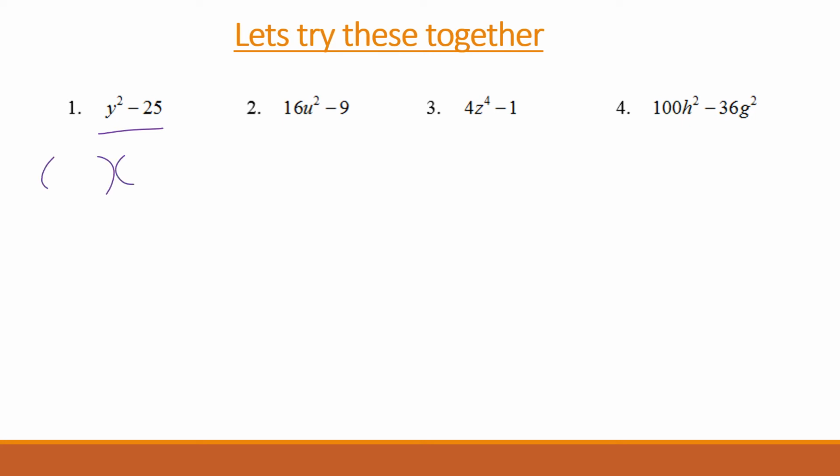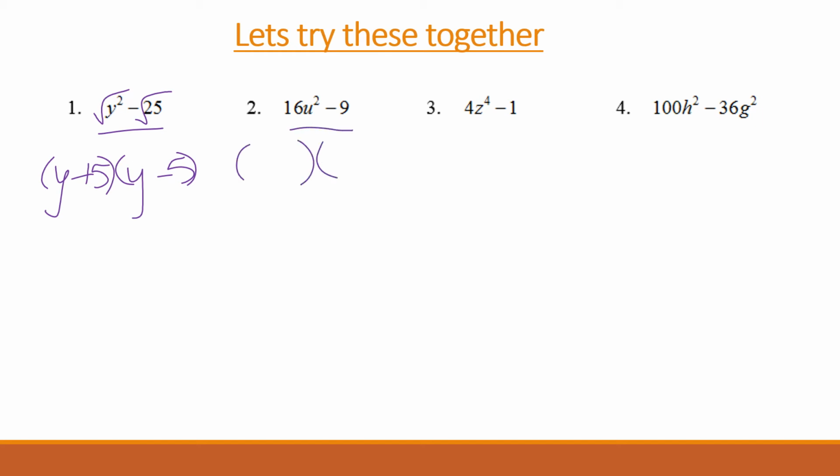So I'm going to set up my 2 parentheses. The square root of y squared is y, so I put that in the front, and the square root of 25 is 5. I put that in the back, and then 1 is adding and 1 is subtraction, and I'm done. Okay, for number 2, it's a binomial with subtraction.